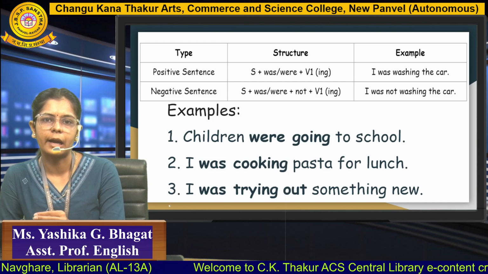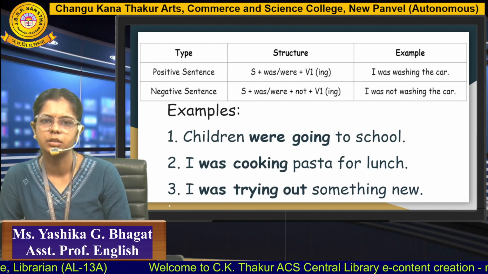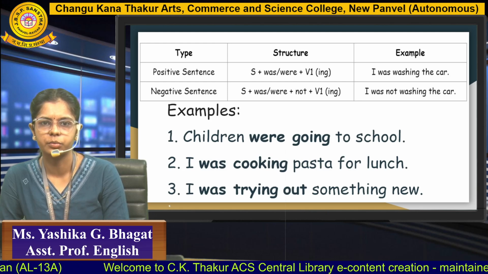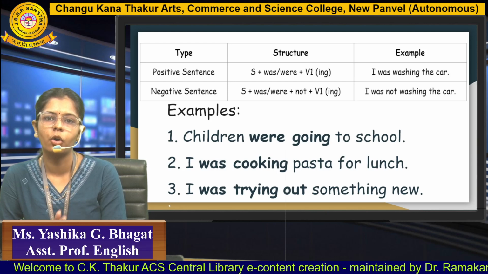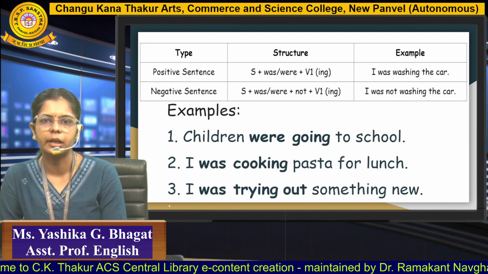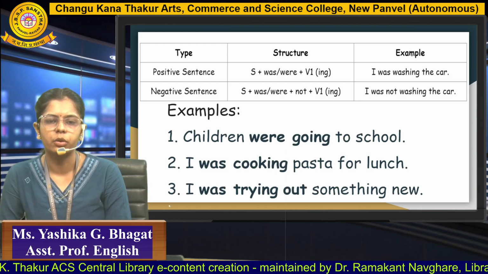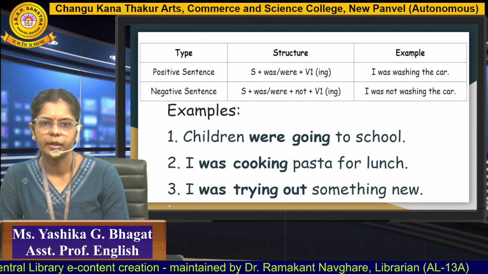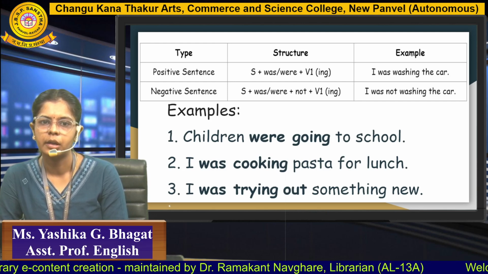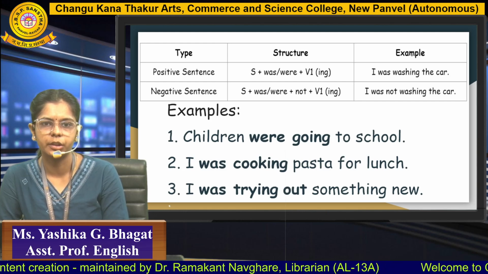So we are going to just add the negation not, giving us the structure subject plus was/were plus not plus V1-ing. For example, I was not washing the car, and you get a negative sentence. Let us have a look at some more examples. Children were going to school. I was cooking pasta for lunch. I was trying out something new.